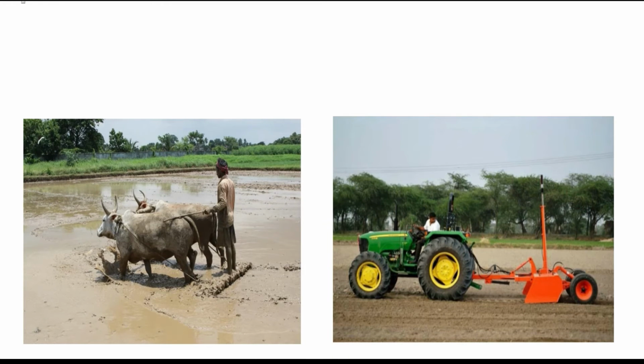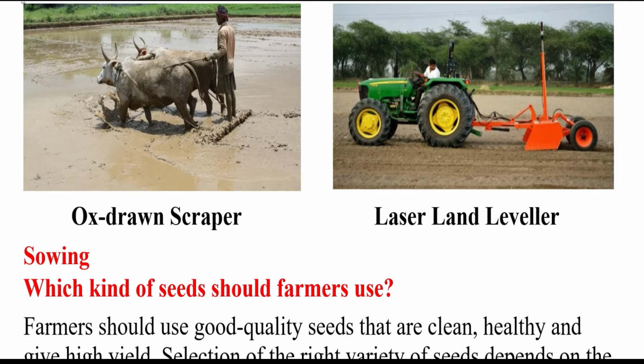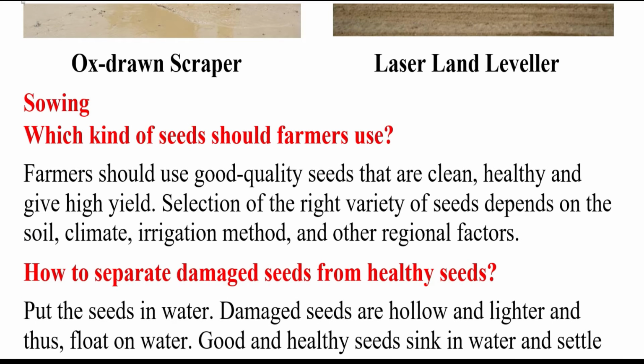So these are the pictures. Traditionally they used this ox drawn scraper, and nowadays people are using the laser land leveler. And the next process is sowing.